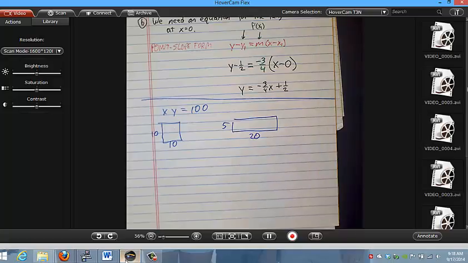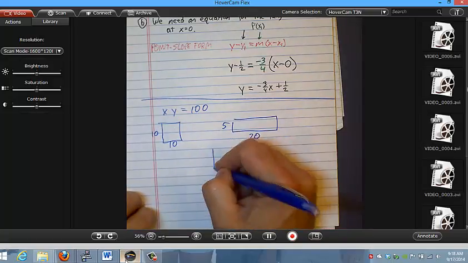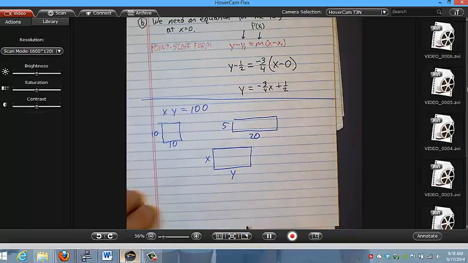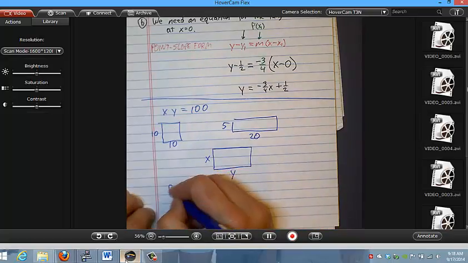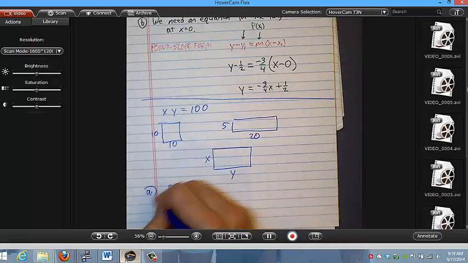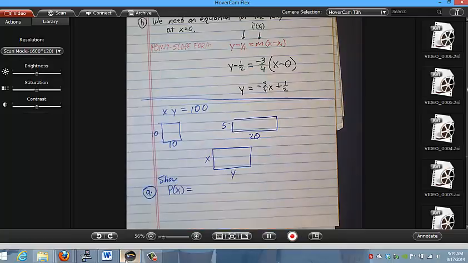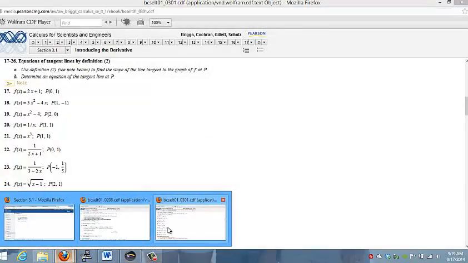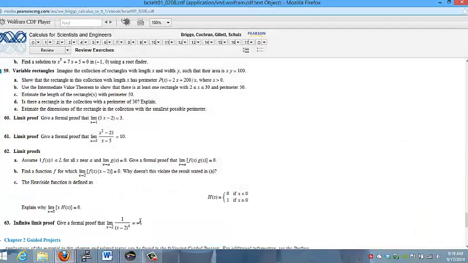So for example, it might be 10 by 10, or it might be, you know, 5 by 20. There's lots of rectangles that have that. But in general, the claim is that if you have X and Y, that the perimeter is given by, and this is what part A says, show that the perimeter is given by P of X equals 2X plus 200 over X.